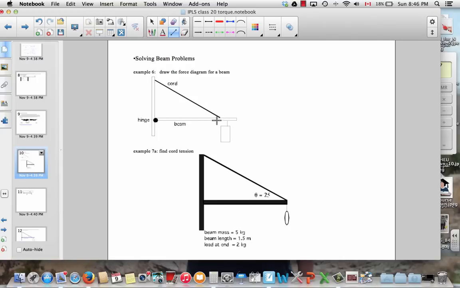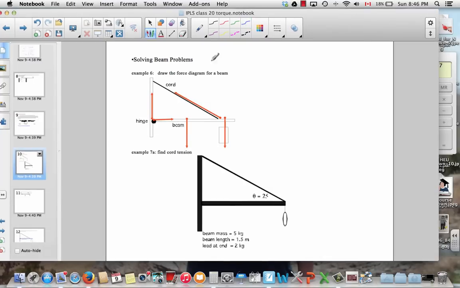And if we consider the forces on the beam here, well, there's a tension in the cord. There's a weight out here of the load. There's the beam weight itself. And then there's a reaction force here at the hinge, which is going to have both y and x components. So that's what the force diagram would look like typically. So this is a tension, weight of the beam, weight of the load, reaction y, reaction x.